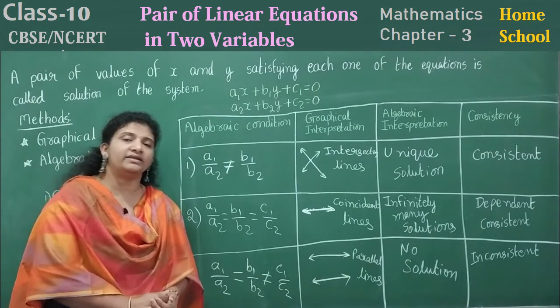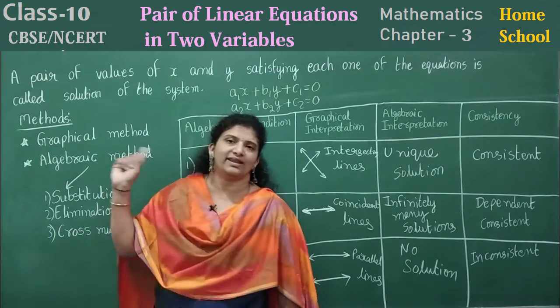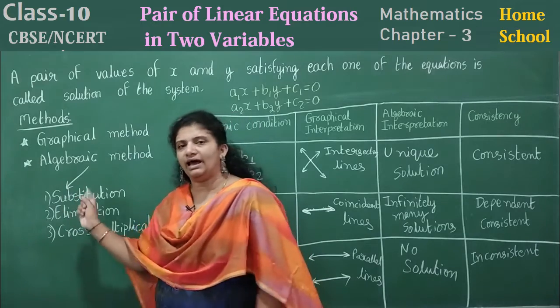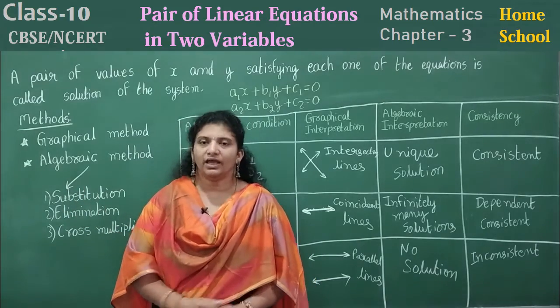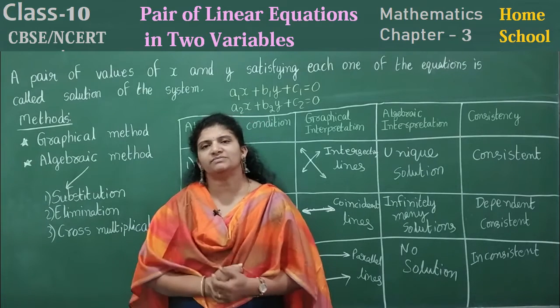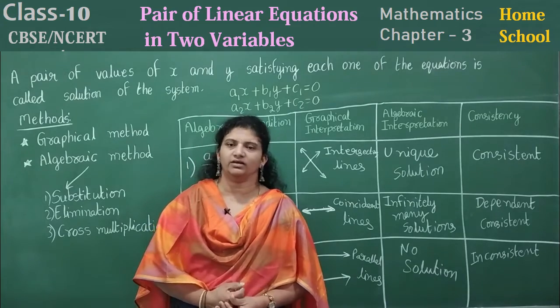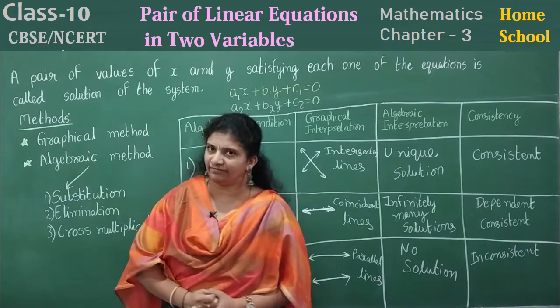So what are the methods to solve these pair of equations, children? There are two methods. One is the graphical method and another is the algebraic method. In the algebraic method, again three sub-methods are there: the substitution method, the elimination method and the cross multiplication method. So all four methods we will learn.